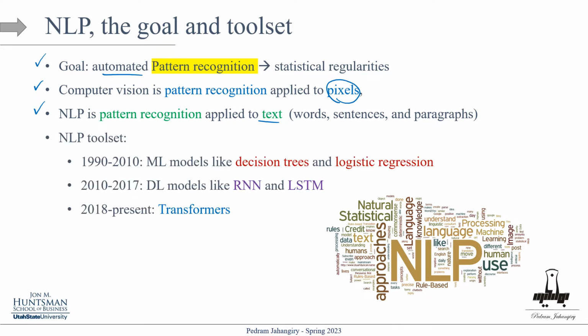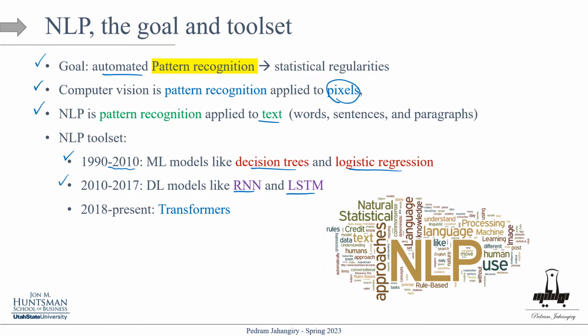What are the tool sets? Not so long ago, very basic machine learning models like decision trees and logistic regression were considered the state of the art when it comes to NLP. We're talking about 1990 to 2010. Again, this is not too long ago. And then after that, recurrent neural networks completely took over between 2010 and 2017. Models like RNN and LSTM basically completely outperformed the classical machine learning models. For example, bidirectional LSTM was considered the state of the art for a couple of years and was performing very well for NLP problems, right?